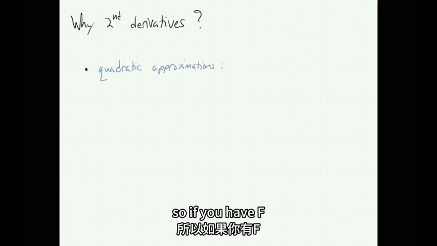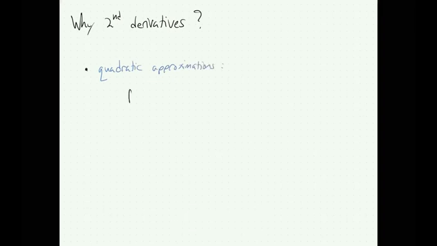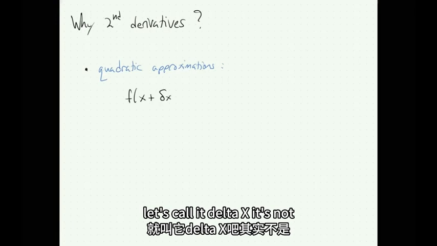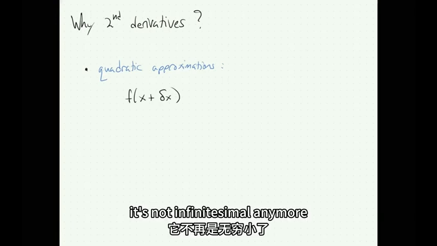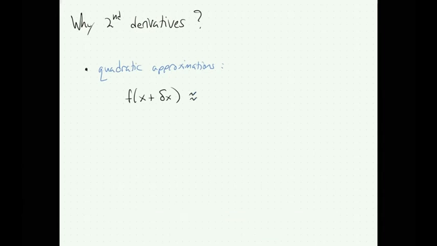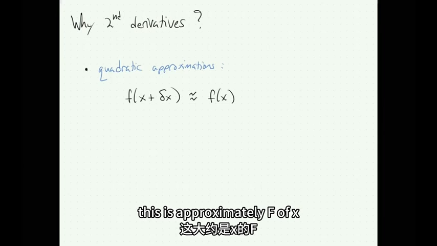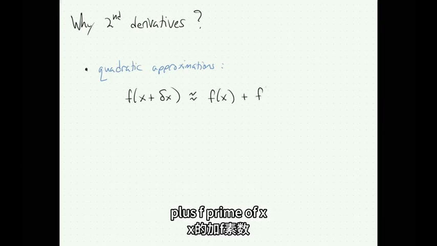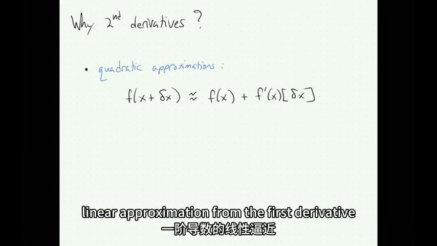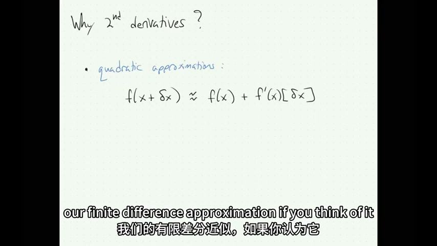Right? So if you have f of x plus a little change, let's call it delta x. It's not infinitesimal anymore, so this is going to be an approximation. This is approximately f of x plus f prime of x delta x. That's our linear approximation from the first derivative, our finite difference approximation, if you think of it.